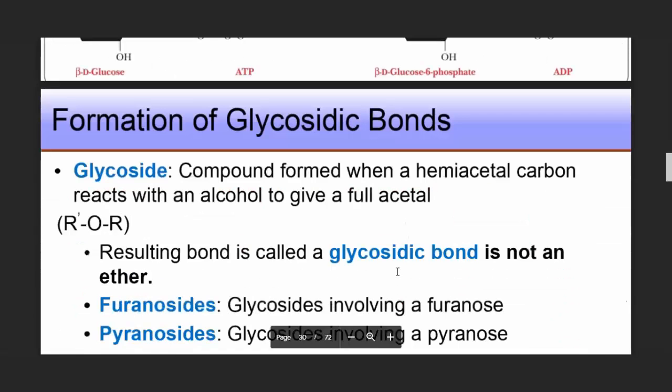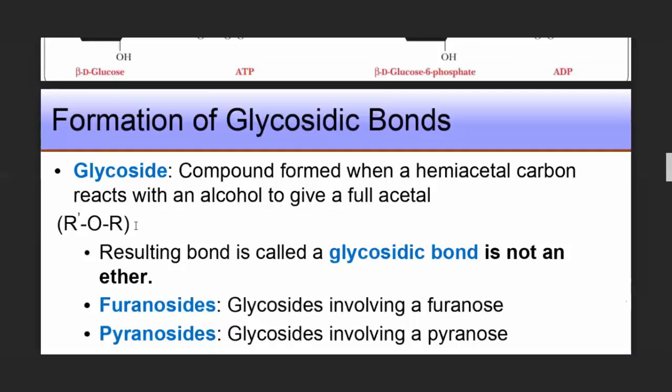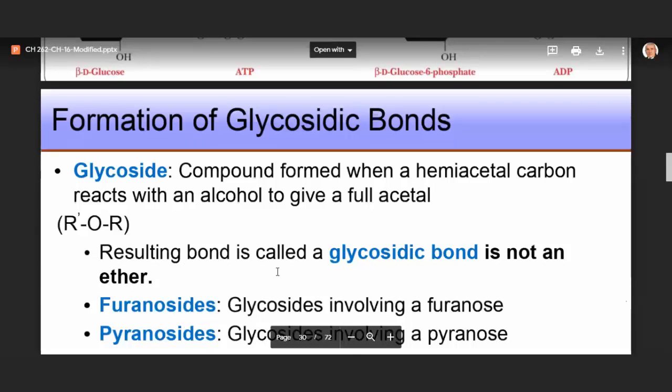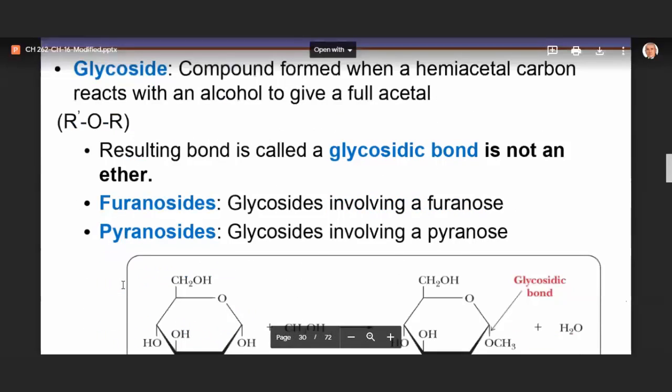Formation of a glycosidic bond. Now, what is a glycoside? It's a compound formed when a hemiacetal carbon reacts with an alcohol to give a full acetal. The resulting bond is called a glycosidic bond. This is not an ether. No.